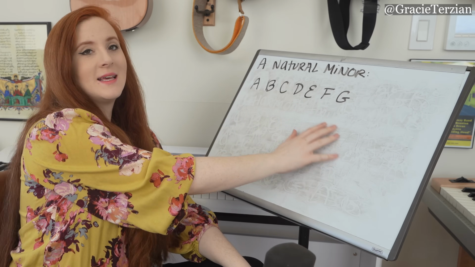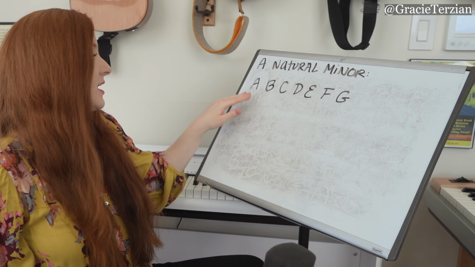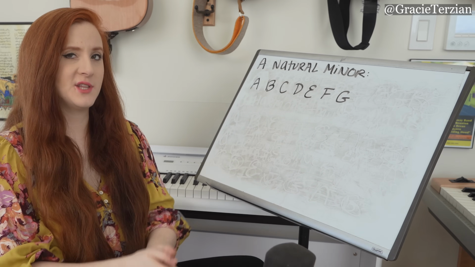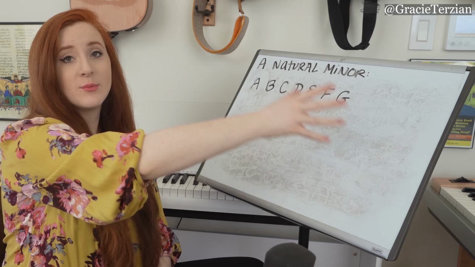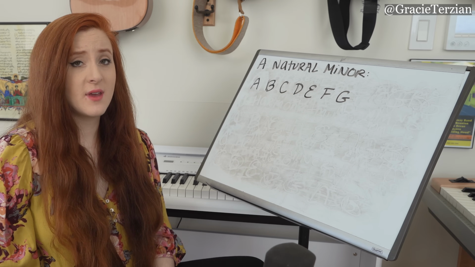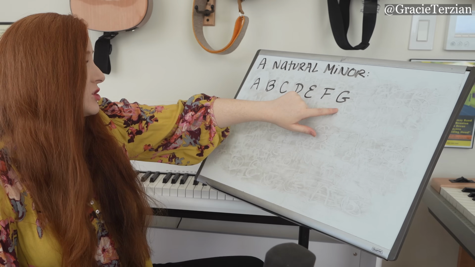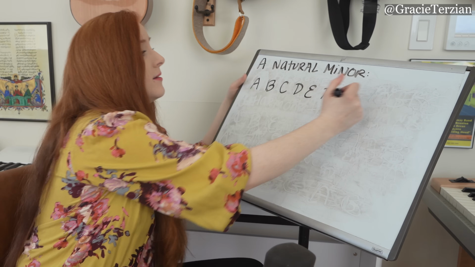So here is the A natural minor scale: A, B, C, D, E, F, G. So you've got no sharps, no flats. We could imagine that the scale goes continuously in both directions, right? Because the scale could just keep repeating itself over and over again. So after G, we could just go back to the beginning of the scale again, which is A.